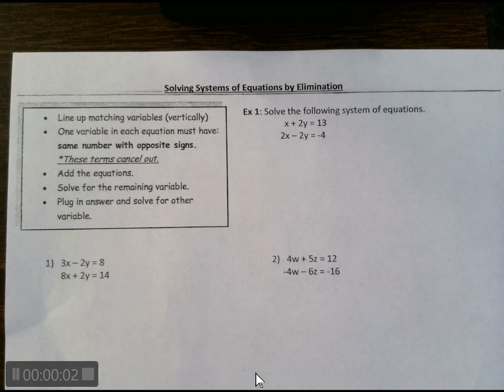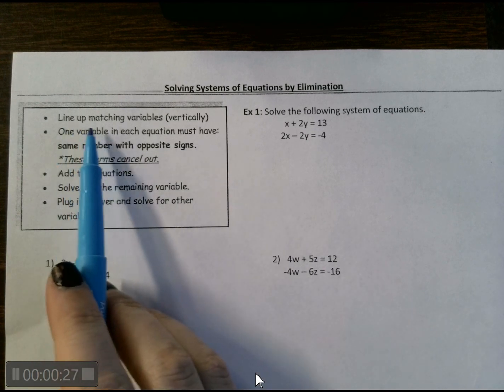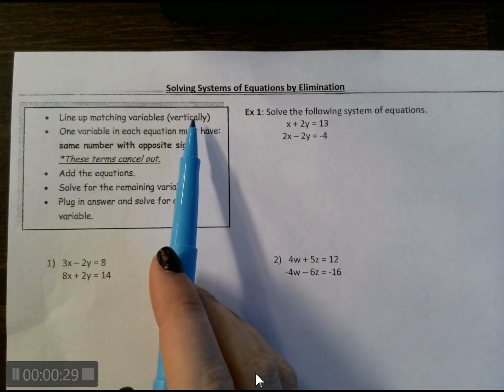Hello everyone. So last week we learned about solving systems of linear equations by graphing and by substitution. And today we are going to learn the final method of solving by elimination. Okay? So we have a couple of steps that we must follow in order to solve by elimination. Our very first step is to line up our matching variables vertically.